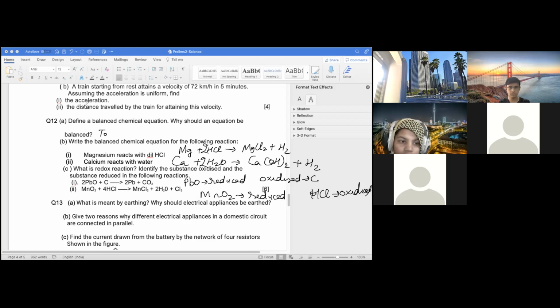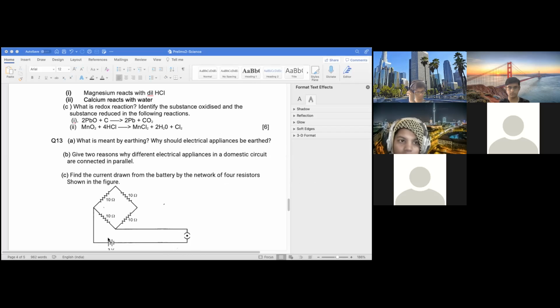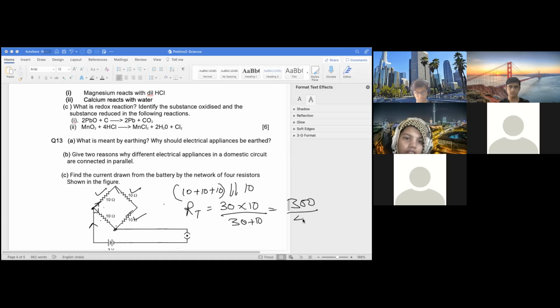Find the current drawn. Okay, everyone has got this question wrong. Why? In electricity questions you are still making mistakes. What I have told you, you have to see the current direction. Here the current comes and branches. The current coming here also goes here and here. So these three are in series and then in parallel with this. So actually it is 10 plus 10 plus 10 in parallel with 10. So which is 30. So our total is 30 into 10 upon 30 plus 10, which is equal to 300 upon 40. Okay, 2 2s are 4.